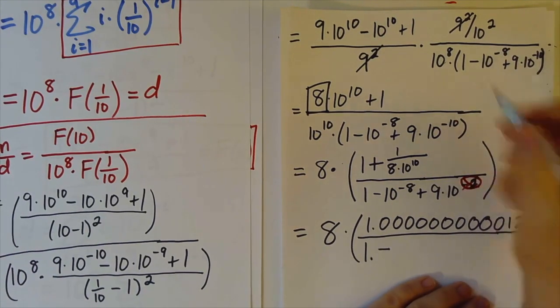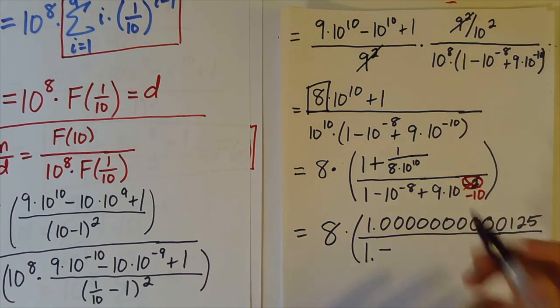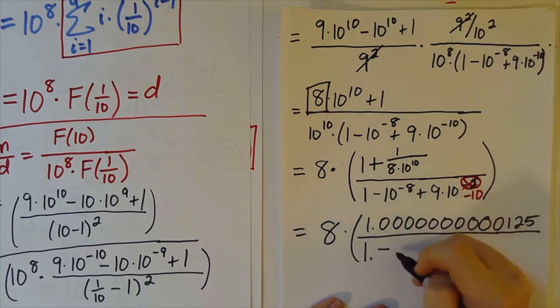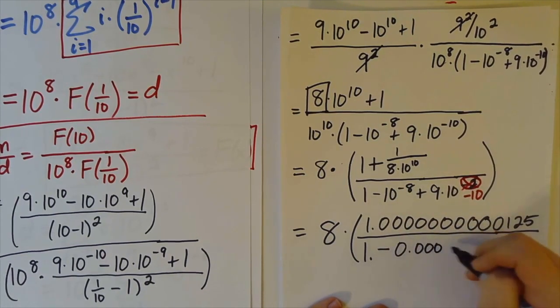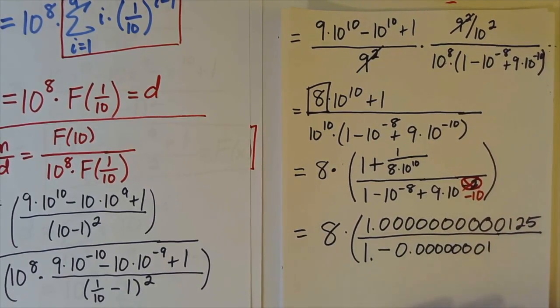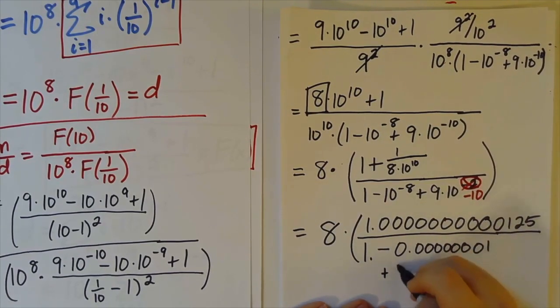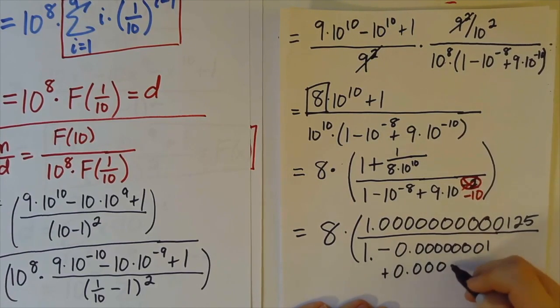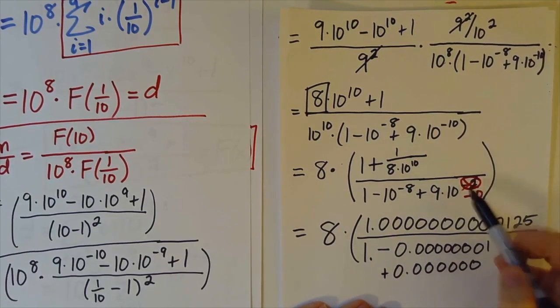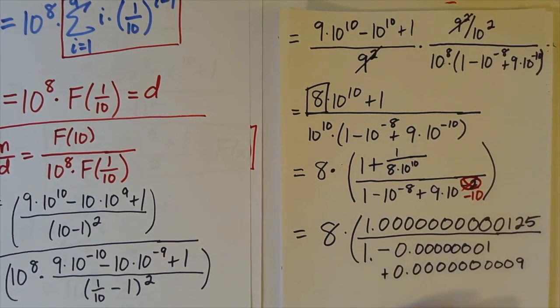This 10 to the minus 2, it's a 10 to the minus 10th. I just miscopied it from line to line. So this denominator here, I am subtracting from this a 10 to the minus 8th, which is a 0.000000001, and then I am adding to it a 9 times 10 to the minus 10th, which is a 0.000000, let's see, and so 1, 2, 3, 1, 2, 3, 1, 2, 3, 9.